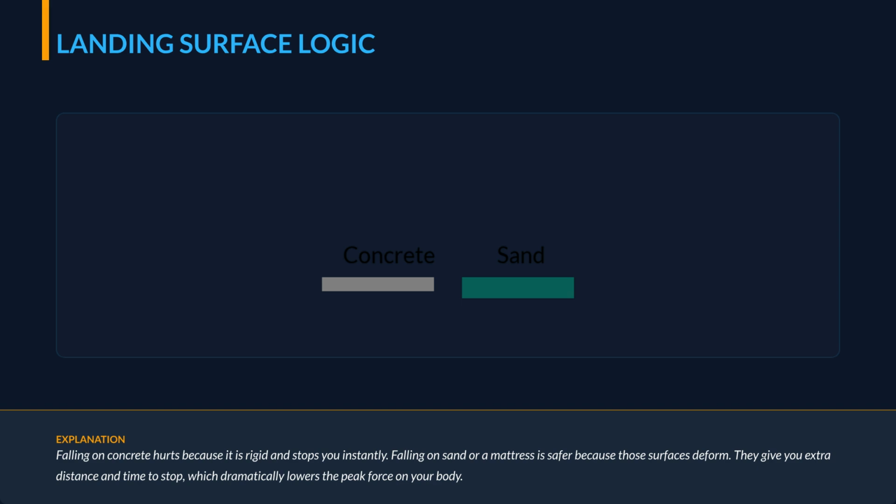Falling on a soft surface like sand is safer than concrete because the surface deforms. This gives you extra time and distance to stop, dramatically lowering the peak impact force on your body.